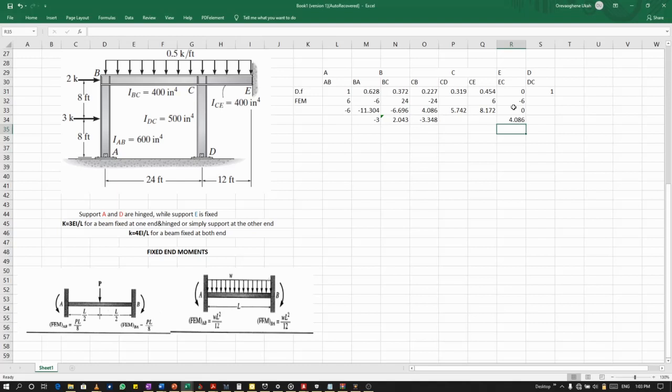And yeah, since we don't have any fixed moments, before I forget, I have to put 0 here. So we know that we have nothing here. Okay, so what we're going to do now, we're going to balance this joint. We're going to balance joint B. So we're going to say equals to minus. Okay, let me put a bracket there first. This plus this.